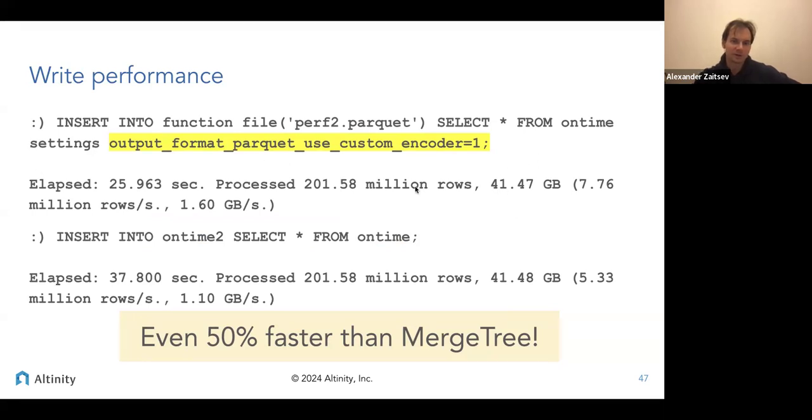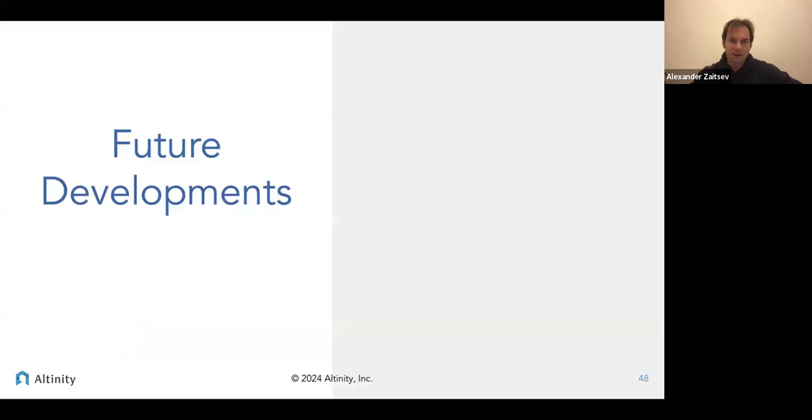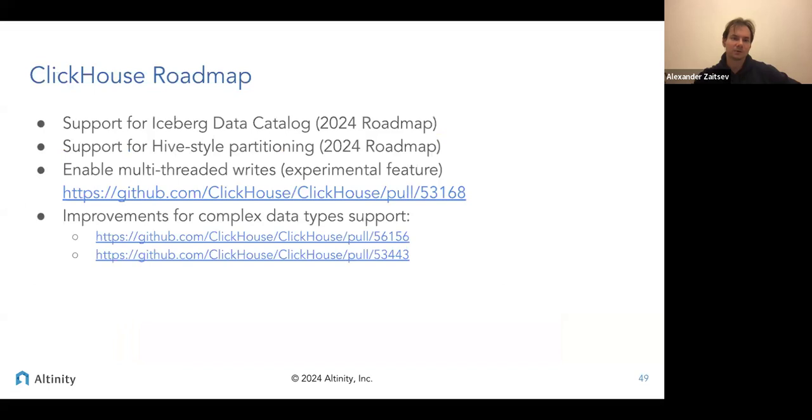For some reason, this output format Parquet use custom encoder setting is disabled by default. This setting is still considered as experimental. It has been added probably in version 23.7, but we can expect that it will be enabled by default in the future versions. Let's talk a little bit about the future, and we'll go to the questions.